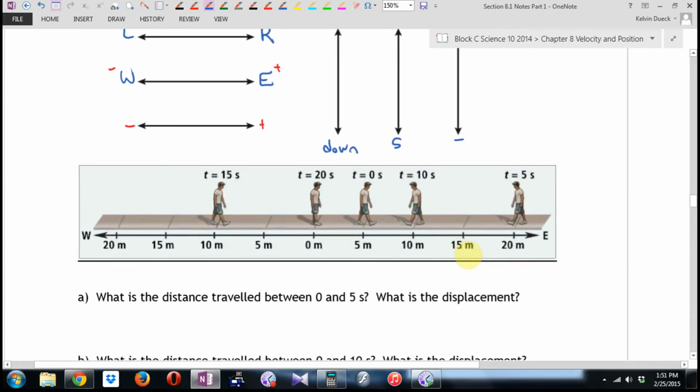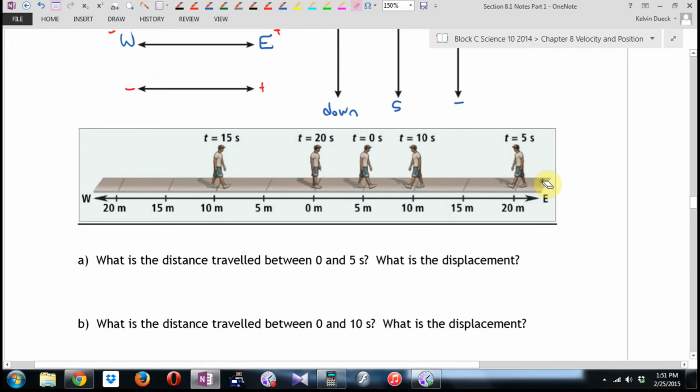So, here is a complicated diagram. This person is changing direction. What I tried to do here is show you where they are at which times. So it's called a motion diagram for those of you who are wondering. So here we go. What's the distance traveled between 0 and 5 seconds? Symbol for distance is a D. And then it wants the displacement.